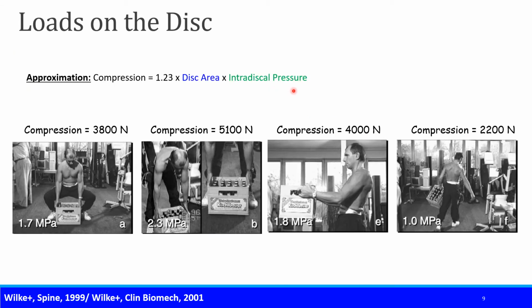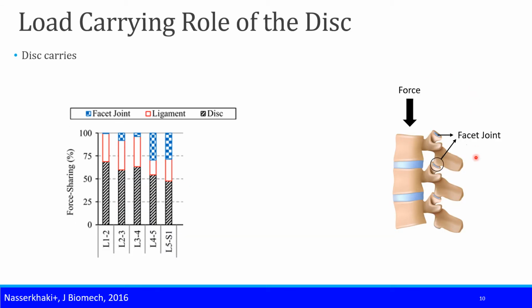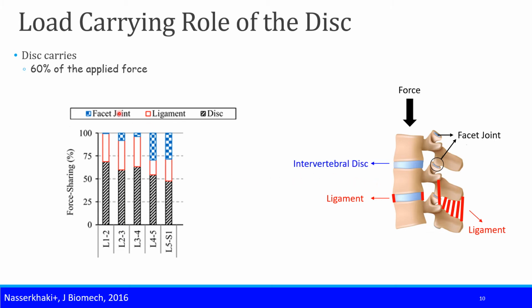By using intradiscal pressure measurements and this equation, we can estimate spinal compression. The spinal compression during these lifting activities has been estimated from 2000 Newton to 5000 Newton. So the spine and intervertebral discs are under rather large mechanical loads. Those forces are carried through different components in the spine, through the facet joints, ligaments, as well as intervertebral disc. The intervertebral disc has been estimated to carry about 60% of the applied load.